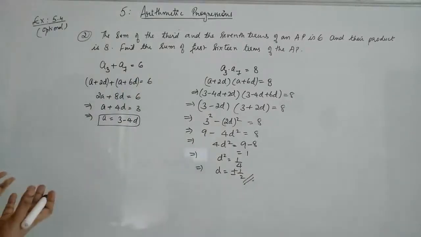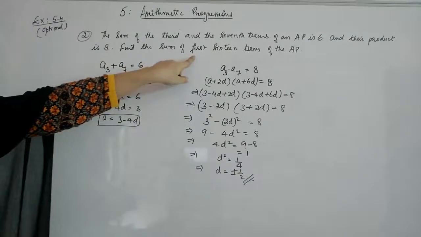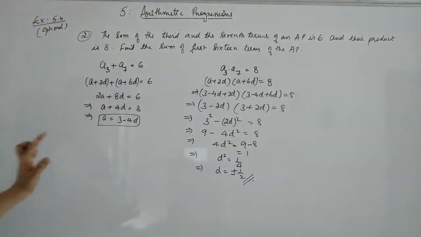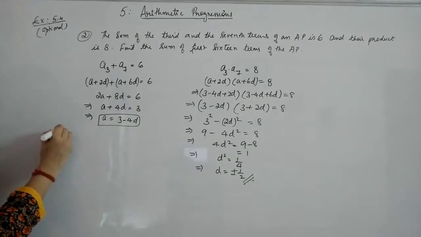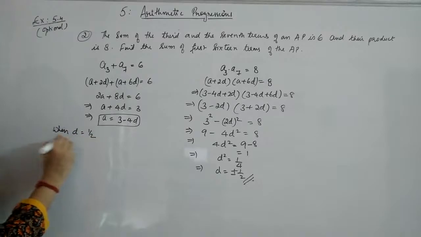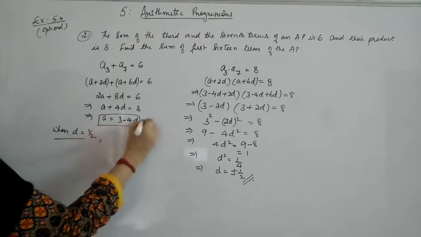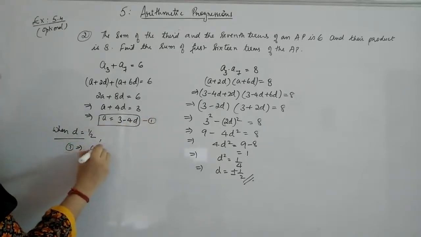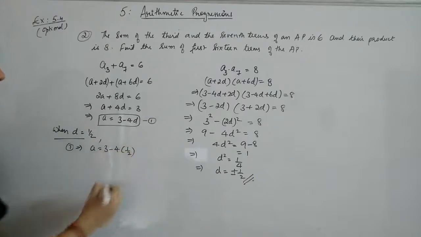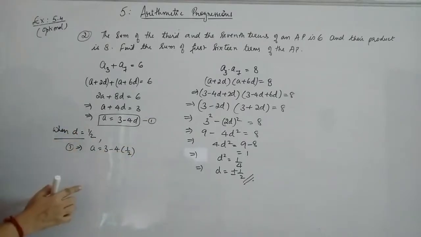Now we have the concept to find out what is S16. For that you need a and d, and d has two cases. We are just splitting it into two. First we will take when d is equal to 1 by 2 and when d is equal to minus 1 by 2. Now when d is equal to 1 by 2, what will be a? You are just substituting here: a becomes 3 minus 4 into 1 by 2. You are finding out the value of a when d is 1 by 2. So correspondingly what you get as a and d should be substituted in S16, and again you have to take d as minus 1 by 2 and the corresponding a should be found out, and then find out what is S16.